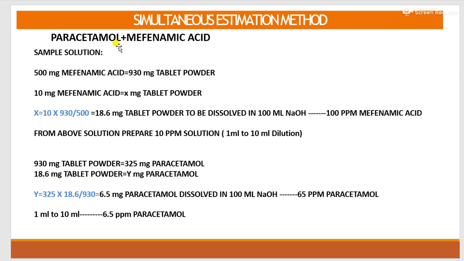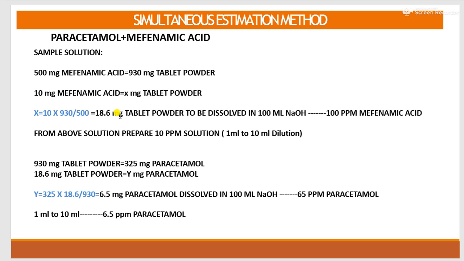Now for the sample solution, as we know our tablet contains 500 milligram mefenamic acid. So 500 milligram mefenamic acid is present in 930 milligram of tablet powder, which is our average weight. The tablets you have to triturate to make a fine powder. So 930 milligram of tablet powder contains 500 milligram of mefenamic acid. For 10 milligram mefenamic acid, you require X milligram of tablet powder. So X is equal to 10 into 930 upon 500, which comes to around 18.6 milligram of tablet powder.